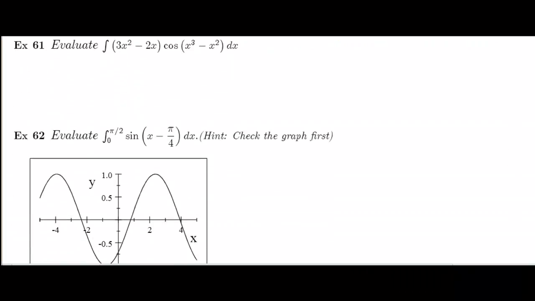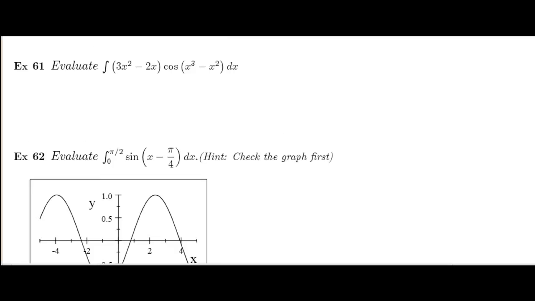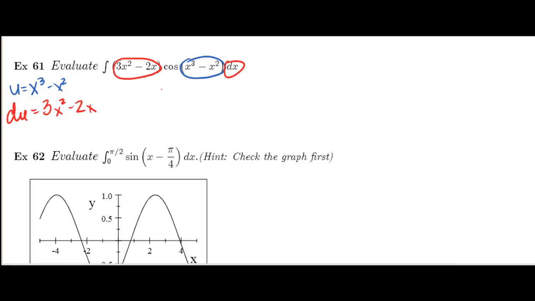A few more examples here. This next one looks a little bit more complicated, but it's really not that bad. Again, we have this function, 3x squared minus 2x times cosine of x cubed minus x squared. We see that cosine, so we know the first thing we want to try is making that inside, that x cubed minus x squared, the u, so we'll do that. And when we take the derivative of that, we end up with 3x squared minus 2x, which thankfully is that piece out front. If it wasn't, we'd have to either do a little manipulation or try a different method.